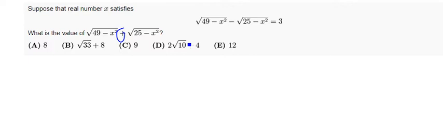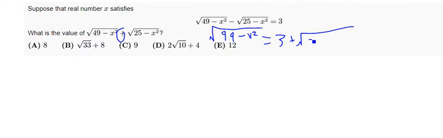So let's solve. We want to get rid of the square roots, right? So what we want to do here is add the square root of 25 minus x squared on both sides, okay? We have the square root of 49 minus x squared is equal to 3 plus the square root of 25 minus x squared.